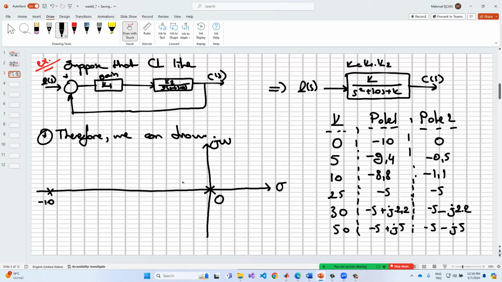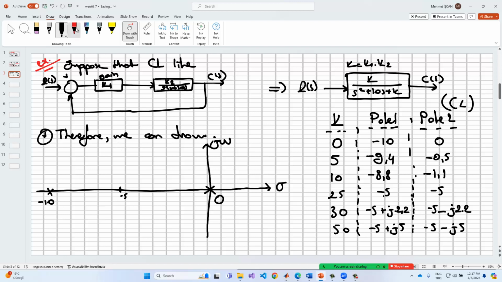After that, just see that as K increases up to 25, we get minus 5 and minus 5 in the closed loop response of this system. This is the closed loop response. We also have, for example, minus 5 here, and after the minus 5, the real part of the poles does not change, only the imaginary term changes.